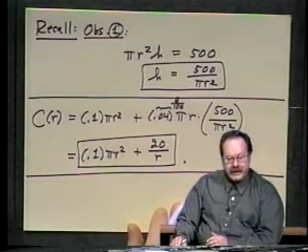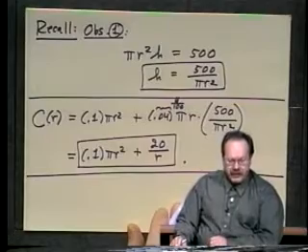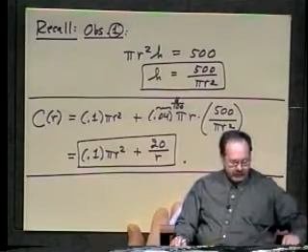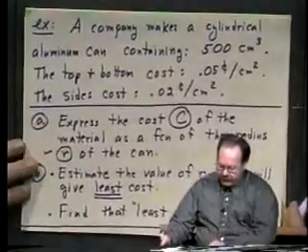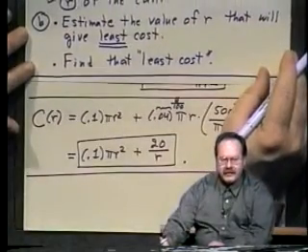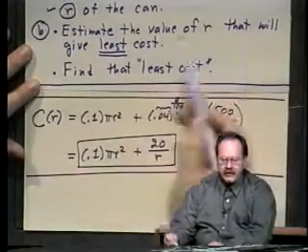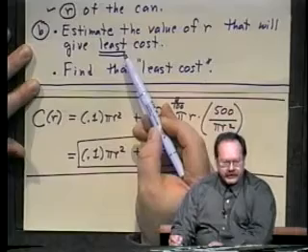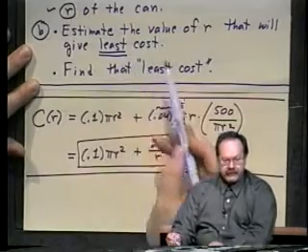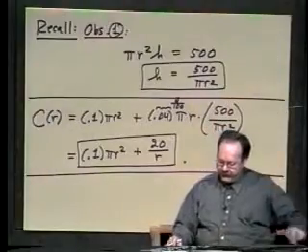Now what I want to do next is look at a picture so that I can see a minimum, because that was what we wanted to do in part B of the problem. Let me bring that back for a moment. There's B. Estimate the value of r that will give the least cost. Now to do that, we're going to use a graph. Then find that least cost. And that again, we'll use the graph.